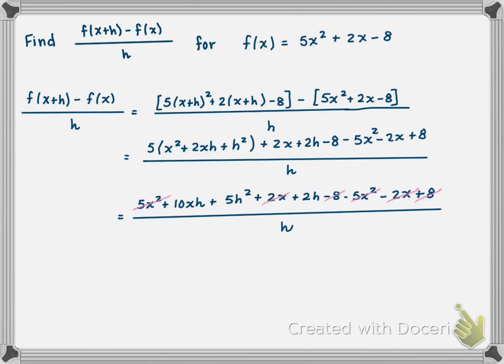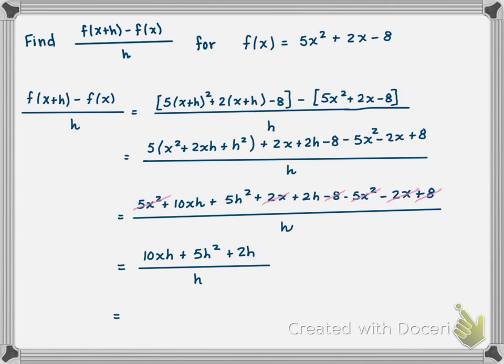Usually, if the signs don't work out, it's because you forgot to distribute that negative, or put f of x in brackets in that first step so that you could distribute that negative. So that's always the first thing I'd check if it doesn't work out the way you know it should. So 10xh plus 5h squared plus 2h. In your final answer, everything's going to be positive. So just double check those signs.